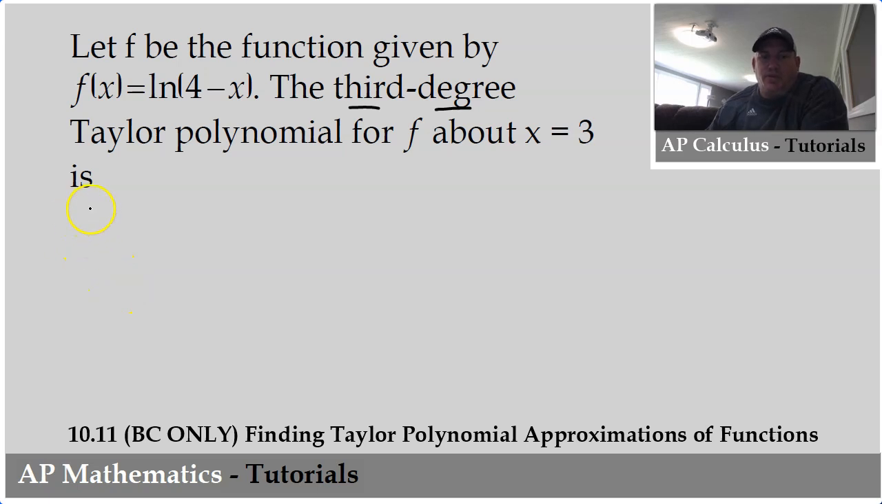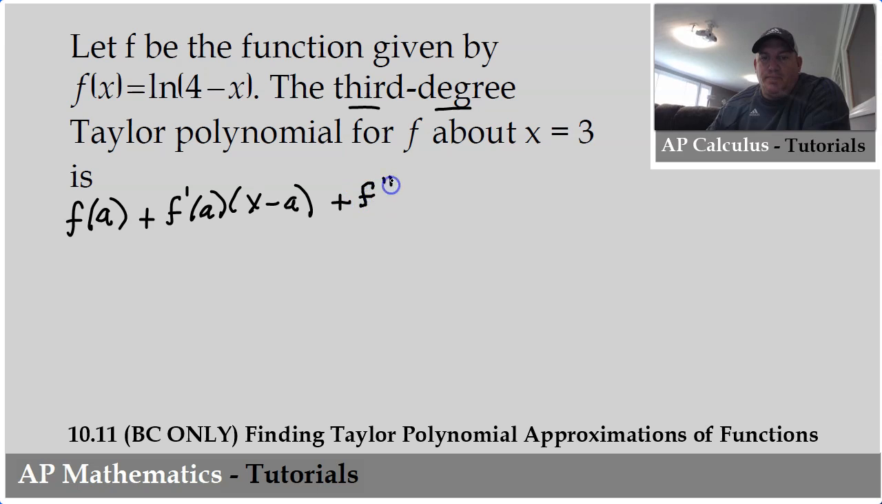equation for a Taylor polynomial in general is f of a, or the function value at the center, plus the first derivative at a times quantity x minus a. Continuing our pattern here, we have then plus f double prime at a times x minus a squared over 2 factorial.